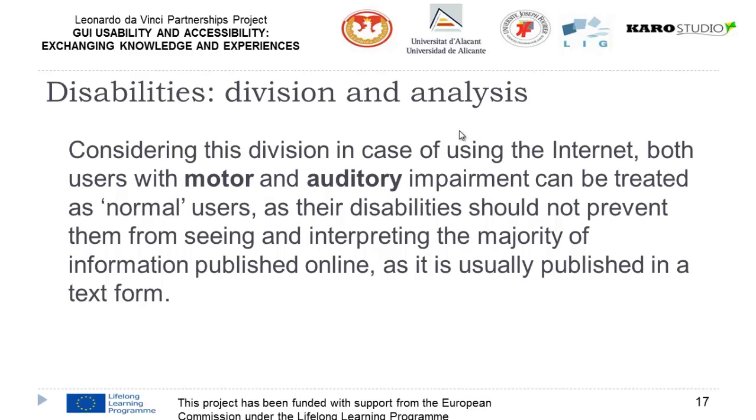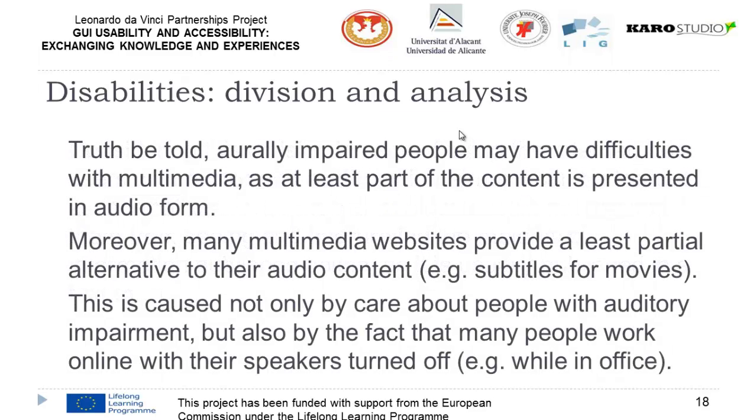Considering people with motor and auditory impairment, we can treat them generally as "normal" users, as their disabilities should not prevent them from seeing or interpreting the majority of information published online, as it is usually published in text form. Truth be told, aurally impaired people may have difficulties with multimedia, at least with the part of the content which is presented in audio form, such as my voiceover to this presentation. But on the other hand, many multimedia websites provide at least a partial alternative to their audio content, for example subtitles for movies. This is caused not only by care about people with auditory impairment, but also by the fact that many people work online with their speakers turned off, for example while in the office.